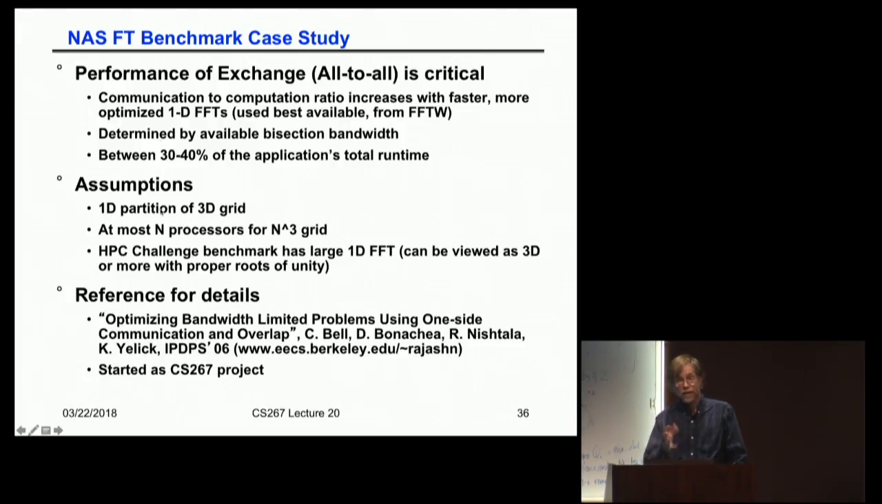So the assumptions that are given to the people who compete in this is that you have a 3-dimensional grid. You start with it laid out in a 1-dimensional way, so each processor gets 2D slices. I'll show you a picture. You can have at most n processors for an n-cube grid, and there's another benchmark which has a large 1D FFT, and you can use all the tricks I'm about to tell you to do an enormous 1D FFT, and you can sort of pretend it's a 3D FFT and use the same tricks. But I'm just going to stick with 3D.